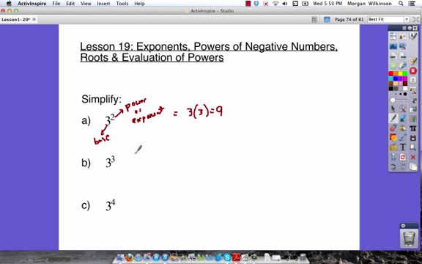Now our next one, 3 cubed, or 3 to the third power, must be 3 times 3 times 3. We know 3 times 3 is 9, and 9 times 3 is equal to 27. So 3 cubed is equal to 27. Now, 3 to the fourth power, that means 3 times 3 times 3 times 3. We know 3 times 3 is 9. Well, we also know over here that 3 times 3 is 9, so 9 times 9 is just equal to 81. So 3 to the fourth power is going to give us an answer of 81.